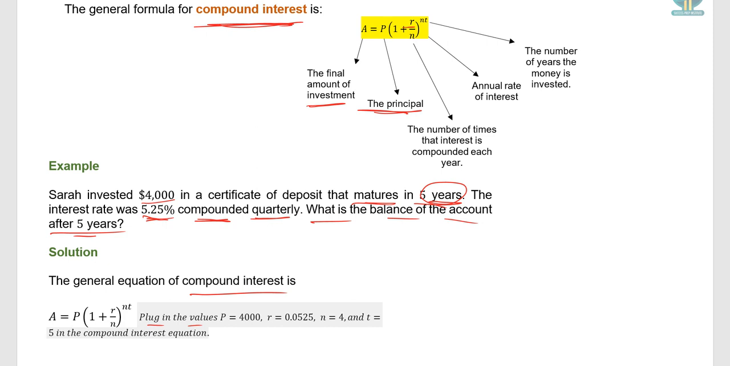Plugging in the values, the principal was 4,000, so plugging this in for P. The rate is 5.25%, which is 0.0525 as a decimal, so that's my r. Plug it in here. And then n equals 4. Why does n equal 4? Because the interest rate is compounded quarterly, so it's compounded 4 times per year. So my n is 4, here and here it's 4. And then t, my time period, is 5 years, so t equals 5. Okay?